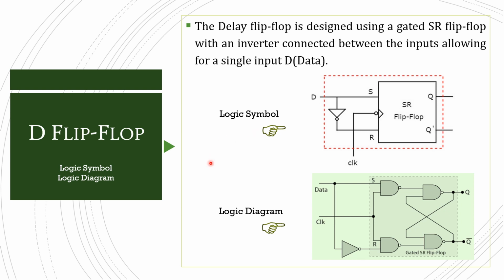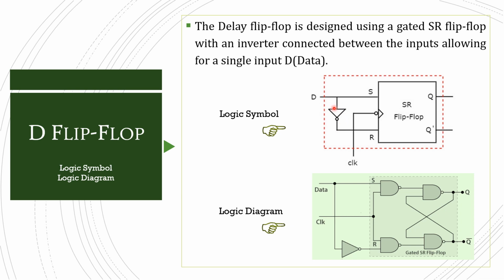As we just said, by using an inverter and a single input, we can set and reset the flip-flop. So this D flip-flop can be constructed using a clocked SR flip-flop with an inverter connected between the inputs, allowing for a single input data line. So we are placing one inverter between the inputs of the gated SR flip-flop. This S and R input terminals are connected by means of an inverter.